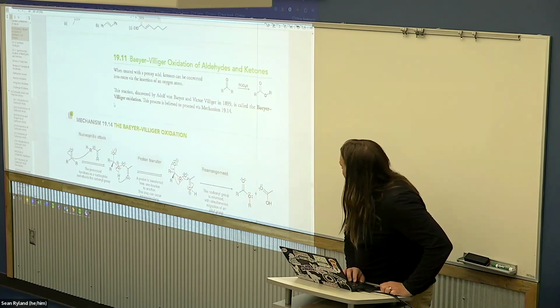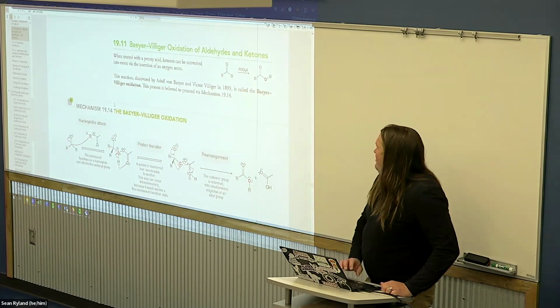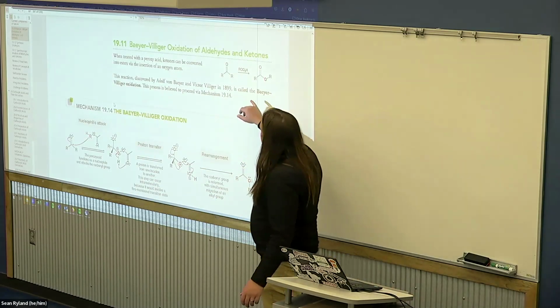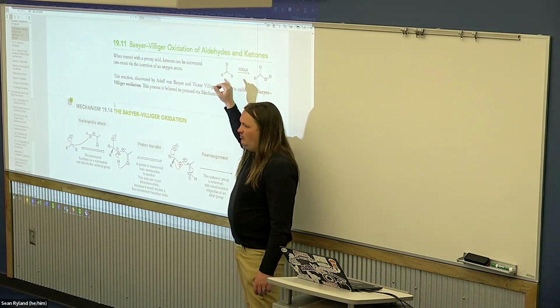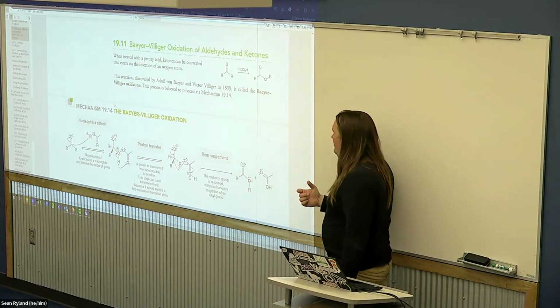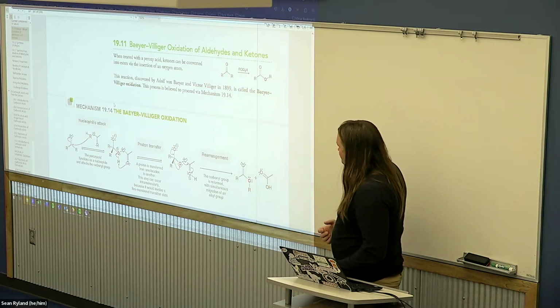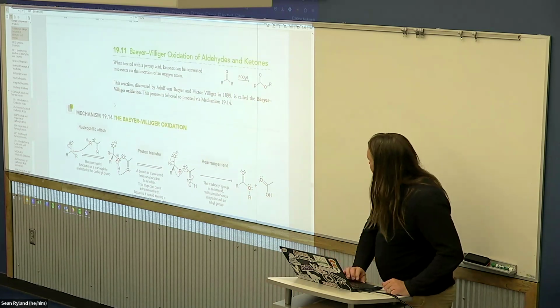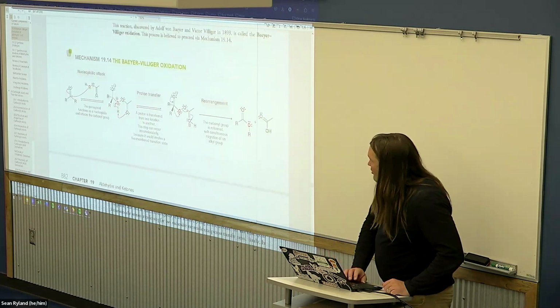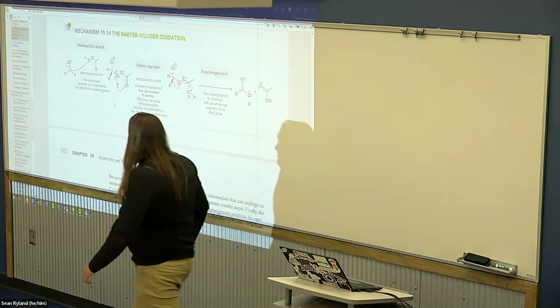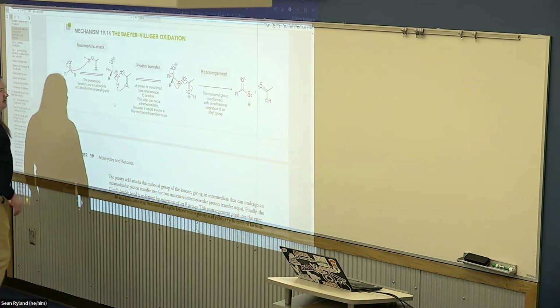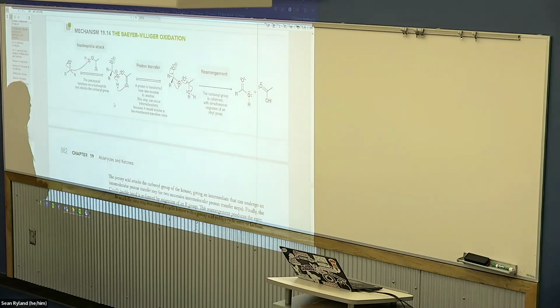So Baeyer-Villiger oxidation basically inserts an oxygen in between a ketone and one of the R groups. So it just turns it into an ester. And the mechanism is here. Is this going to be on the exam? It will be on the exam. Let's talk about it real quick. The mechanism isn't as long as it seems. It's got weird intermediates. We do make a peroxy bond.